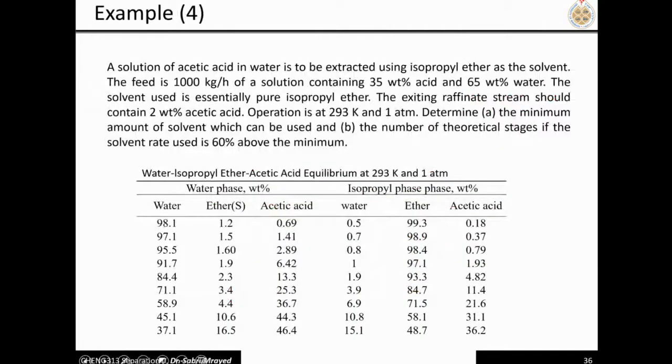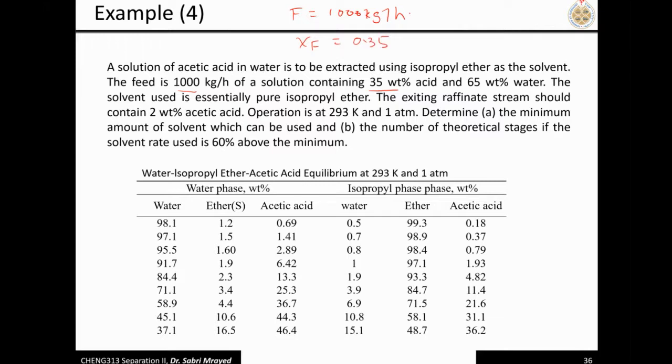So you have a solution of acetic acid in water to be extracted using isopropyl ether as the solvent. The feed is 1000 kilogram per hour of solution, contains 35% acid. So your feed is basically 1000 kilogram per hour, and the solution of the feed contains 35. So you have X feed here.